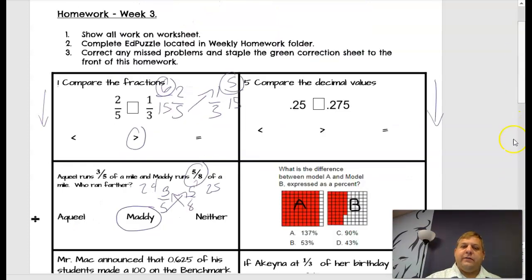Going back up to 5. Compare the decimal values. So we start by the decimal and we compare the first number. 2 is the same. Then we move to the next place value. 5 is smaller than 7, which means that 0.275 is a larger value.